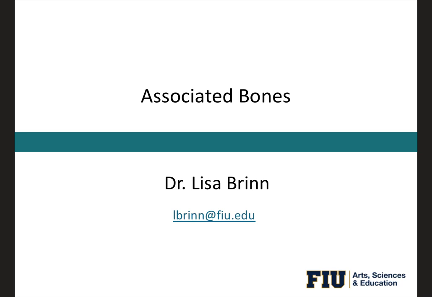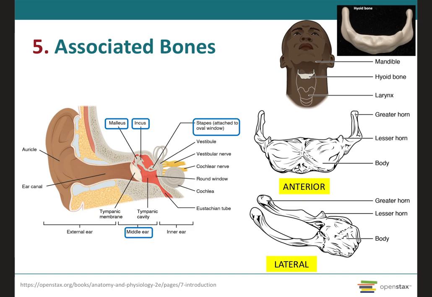Hello everyone, here we're going to be talking about the associated bones of the axial skeleton. The good news is that it's only one slide, so it will be quicker compared to the other presentations that we have seen about the axial skeleton. We have two types of associated bones, the hyoid bone, which we can see right over here, and then we're going to have the auditory ossicles, which are part of the middle ear.